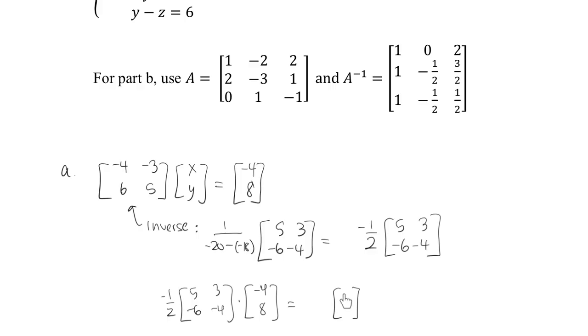So this entry that's in row 1, column 1, we need row 1, column 1. So this is 5 times negative 4, it's negative 20, plus 3 times 8, it's 24. So negative 20 plus 24 is 4. Now for row 2, column 1, we need row 2, column 1. So negative 6 times negative 4, that's 24. And then negative 4 times 8 is negative 32. So 24 plus negative 32 is negative 8.